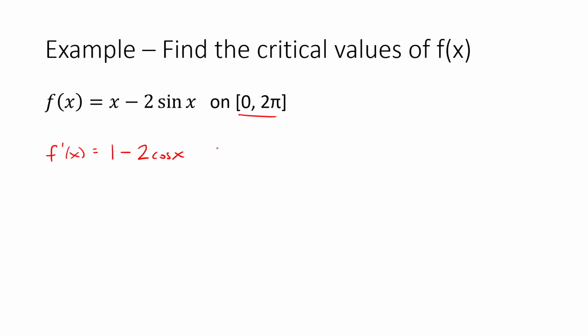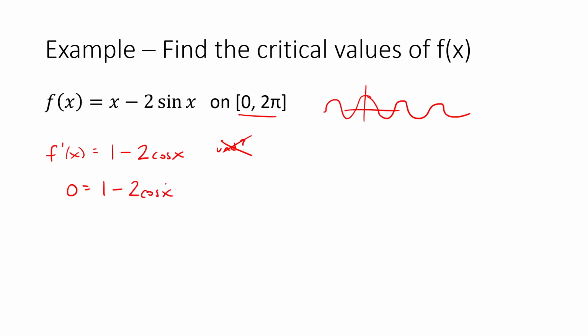Could this ever be undefined? Well, no, we know the graph of cosine, right? Cosine just goes on forever and ever. No holes, no gaps, no asymptotes, so no problems there. So no, this thing can't be undefined. We're all set there, but we're going to set it equal to 0.